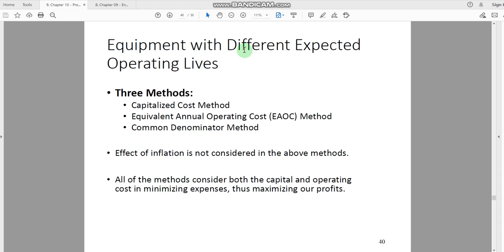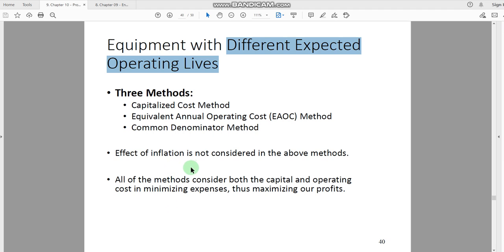Okay, now let us see the equipment with the different expected operating life. Now if we are dealing with equipments that have different expected operating lives, then we can consider three methods to make the choice between different alternatives. The first method is the capitalized cost method. The second one, equivalent annual operating cost method, and the third one is the common denominator method.